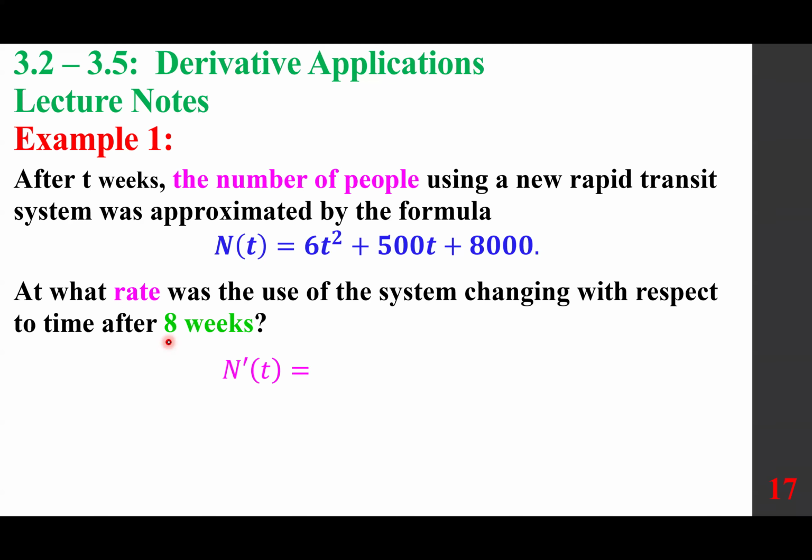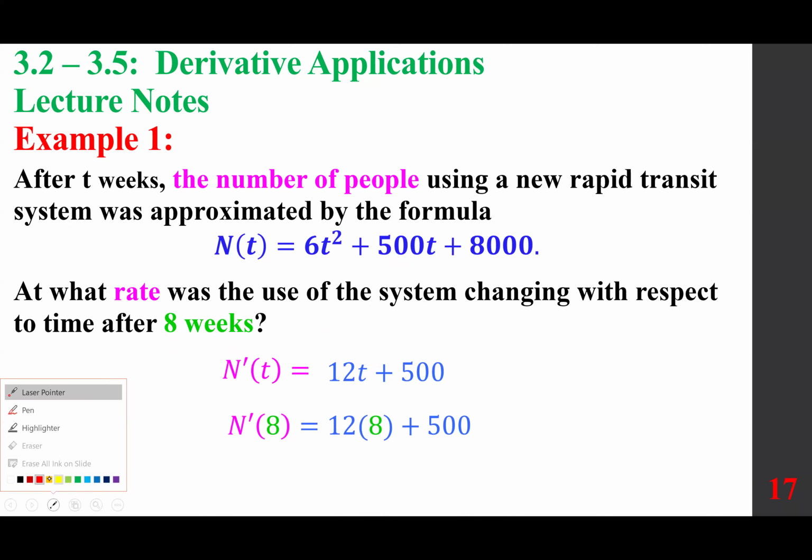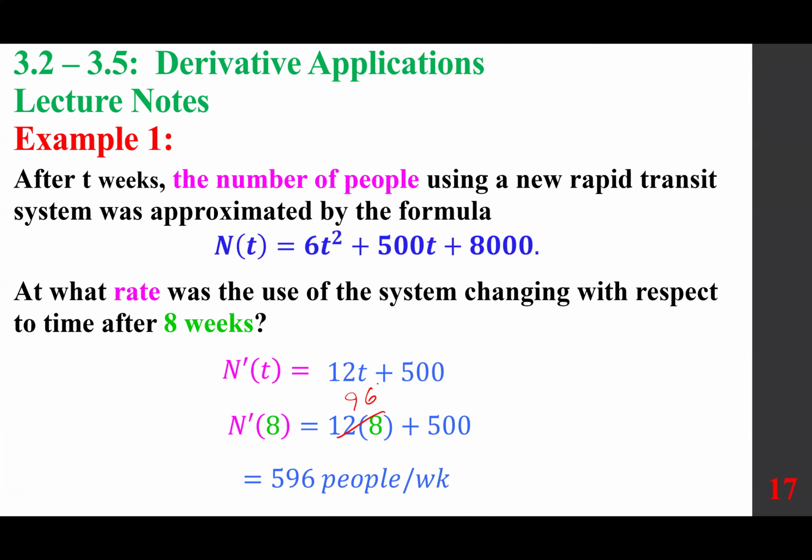So that means 12t plus 500. At what point? T is 8. 12 times 8 is 96, plus 500 is 596 people per week. This is dn dt, the change in n, the number of people, over the change in time in weeks, people per week.